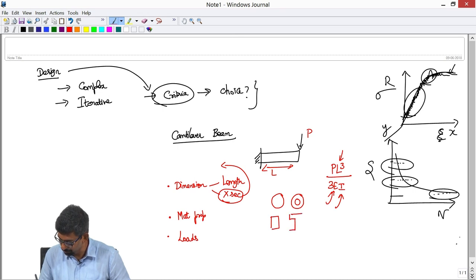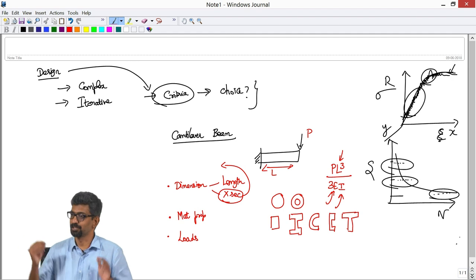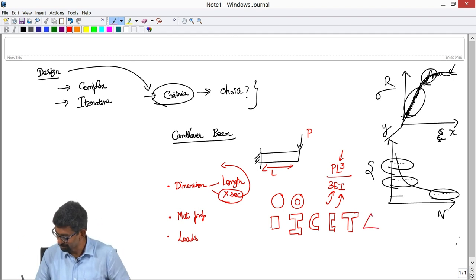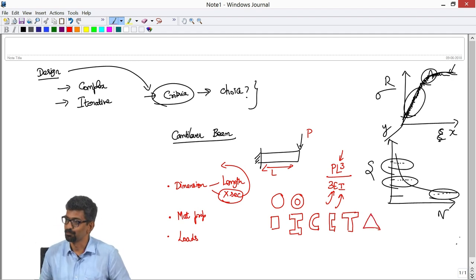Am I going to have an I beam? Can I have a C beam? Or rather not like this, that is a C, not a C beam. Should I have something like this? There are so many options. Can I have a triangular cross section? The one classical stuff that we use is this and this, or rather this also.